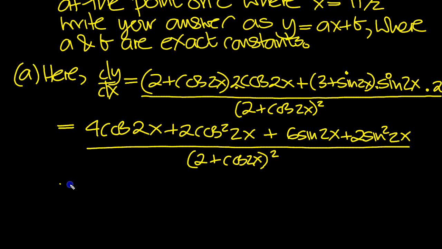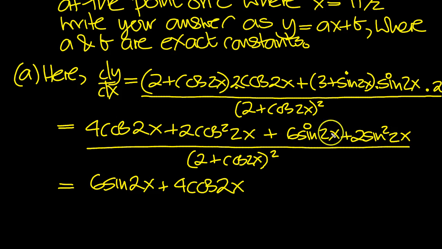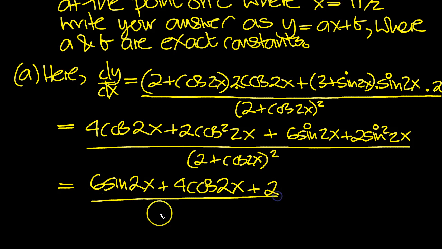So, okay, let's put the 6 sine 2x first then, plus the 4 cos 2x in the second place, that's good. Now the third term is this plus this, isn't it? 2 comes outside a bracket and it's sine squared plus cosine squared, which we know is 1, so it's just 2 lots of 1, which is 2, all over (2 plus cosine 2x) squared. So there's part A done.